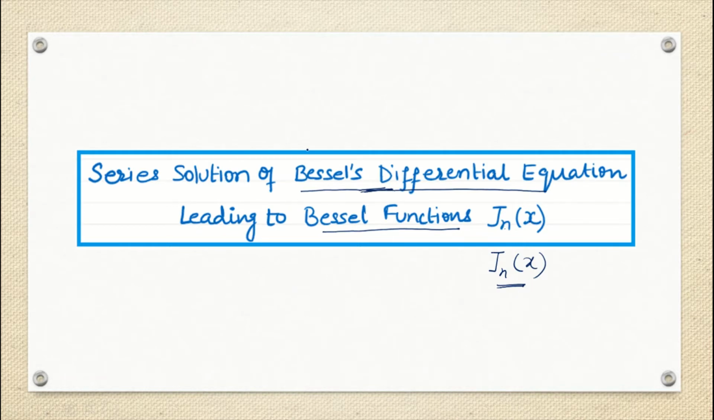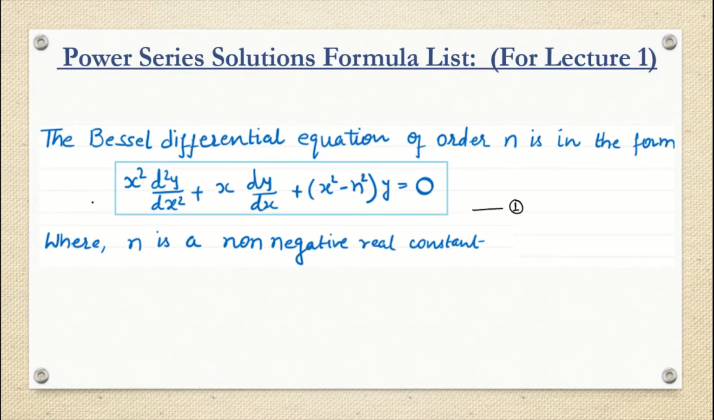First of all, we will try to know what Bessel differential equation actually is, and why this equation is so important that we say it is not easily solvable by the usual method we covered in the previous module. This form is called Bessel differential equation of order n. The form is x square d2y by dx square plus x dy by dx plus (x square minus n square) y equals 0.